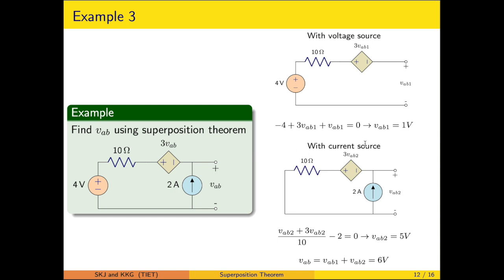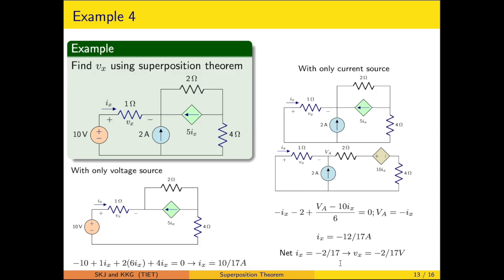So that particular is giving you the value of VAB1 is equal to 1 volt. Now in the second case, when the current source is the only effective source, the voltage source is short circuited, likewise the equation will be, so you will be having this as a node voltage. You can write the nodal expression, so VAB plus 3 VAB2 divided by 10, this is injected current, so minus 2 is equal to 0. That particular is suggesting VAB2 is equal to 5 volt, and you can apply the superposition concept.